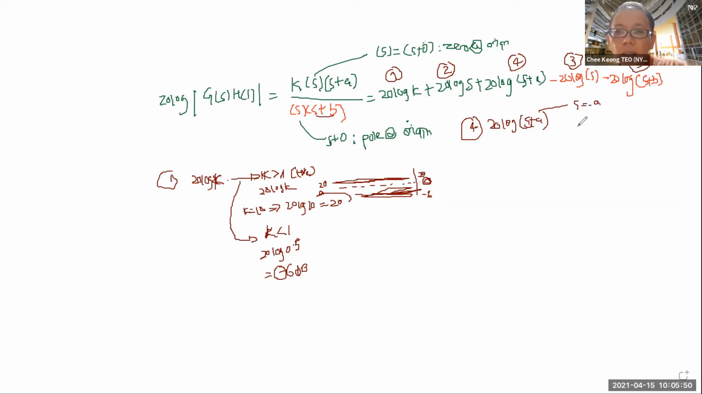So if you take a magnitude, it is actually 20 log of the magnitude of s plus a, right? Magnitude means that there is no more sign. So that means the solution must be s equals a. Agree? Therefore, your 20 log stands, right?